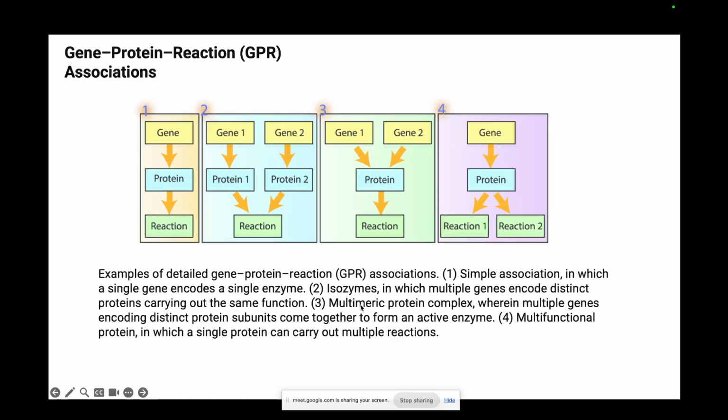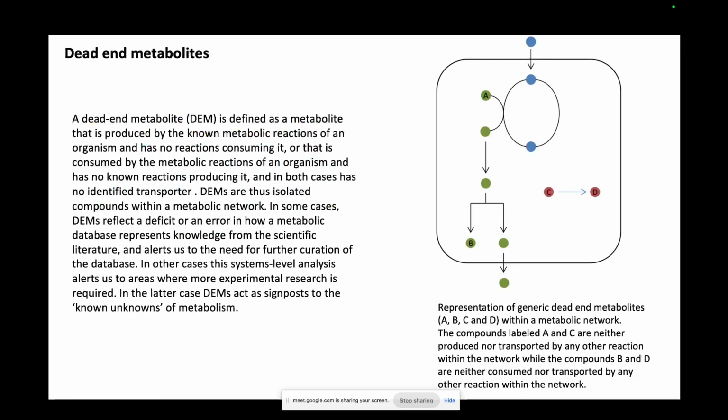The third condition here is a multimeric protein complex. What this means is that a protein is made up of multiple domains, and each domain is produced by a separate gene. These come together and form the active enzyme. So multiple genes are involved in production of one single protein. And last come the multifunctional proteins, in which a single protein carries out multiple reactions. So one gene produces one protein, but this protein is involved in multiple reactions.